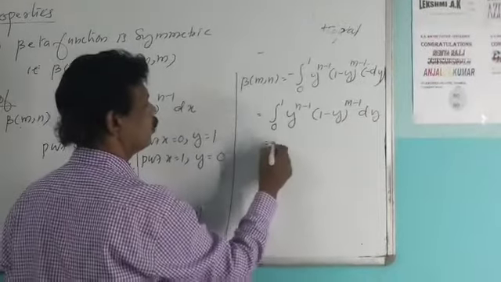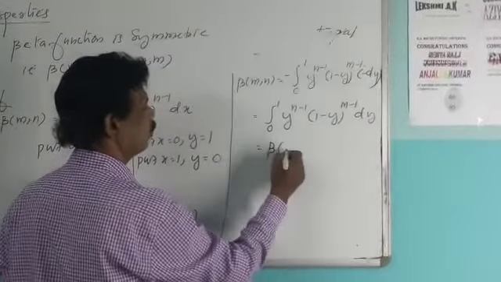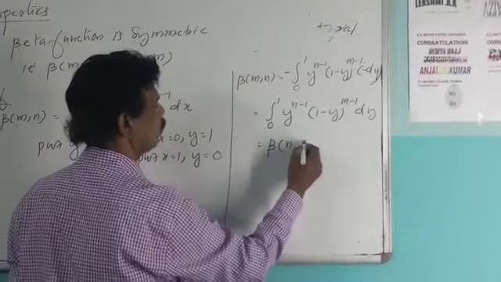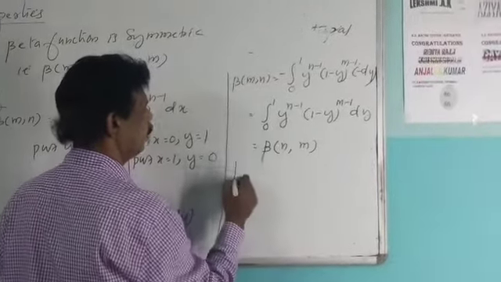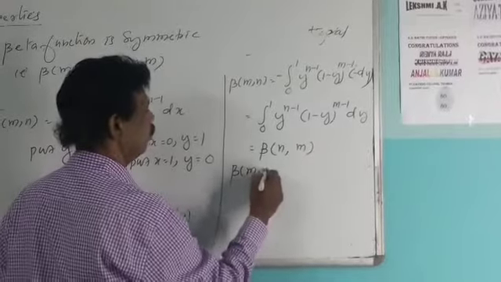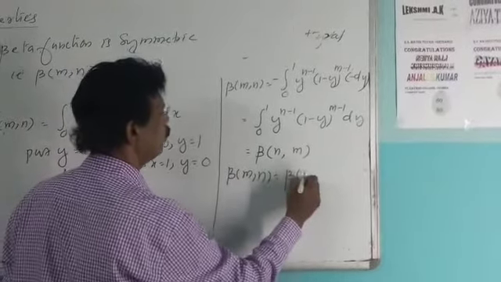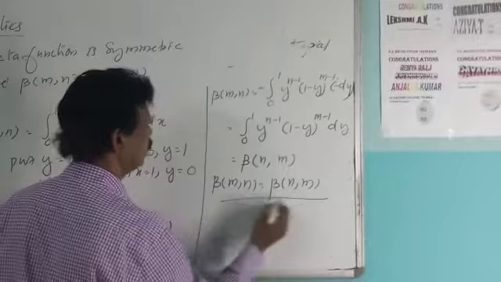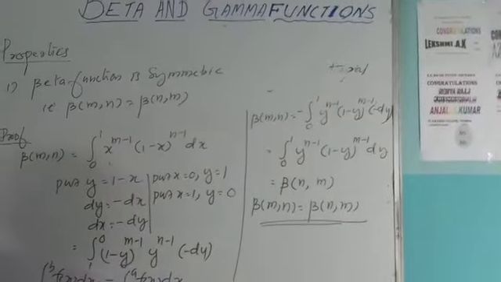Adding 1 to each exponent, n minus 1 plus 1 gives n, and m minus 1 plus 1 gives m. That is, beta m n equal to beta n m. Therefore we can say that the beta function is symmetric.